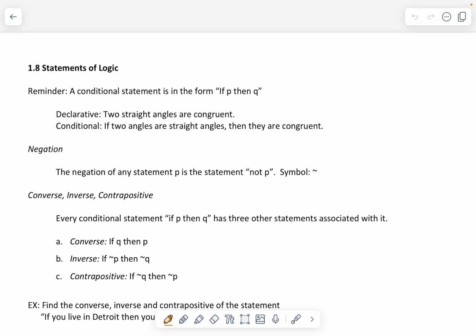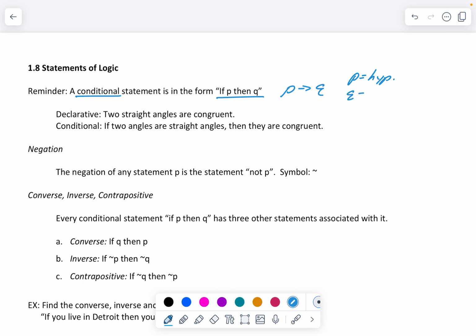So let's start here. As I said, a reminder: a conditional statement is in the form if P then Q. And so this would also, we write it as P implies Q, where P is our hypothesis and Q is the conclusion.